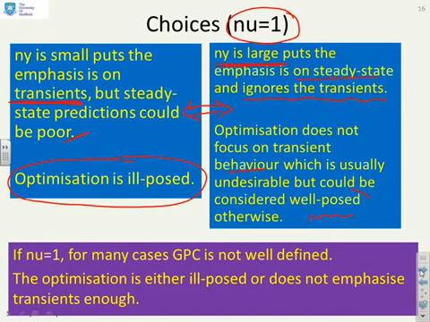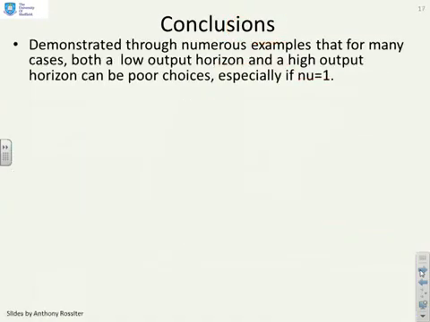So for many cases, GPC is not well defined when you have nu equals 1, and that's because the open loop dynamics are not good, and therefore nu equals 1 is not good. So the optimization could be considered ill-posed, or equivalently not emphasizing the transients enough.